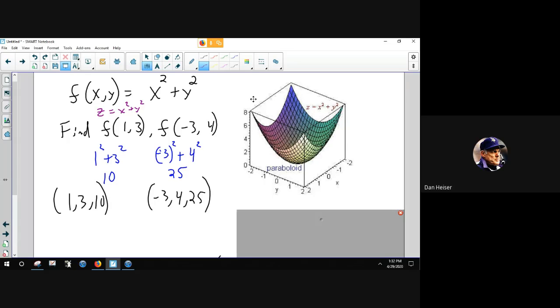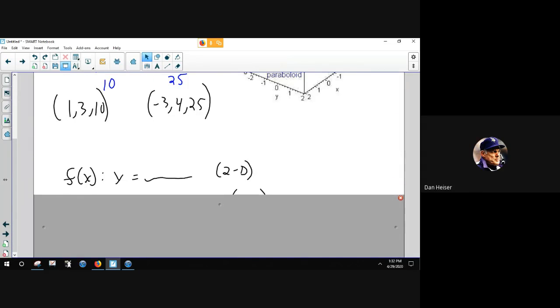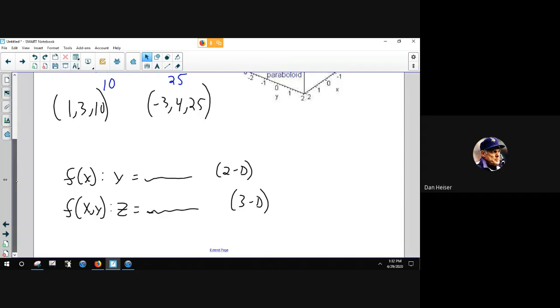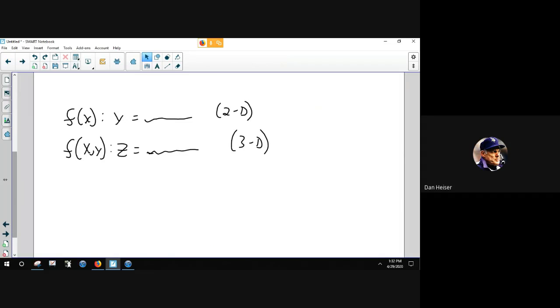You'll learn more about those in Calc 3 for those of you that take that course. Finish up this page. We've seen f of x. We know that's y equals something, and that's going to give us a two-dimensional graph. We've now seen f of x, y, which turns into an equation z equals stuff. That's a three-dimensional graph.